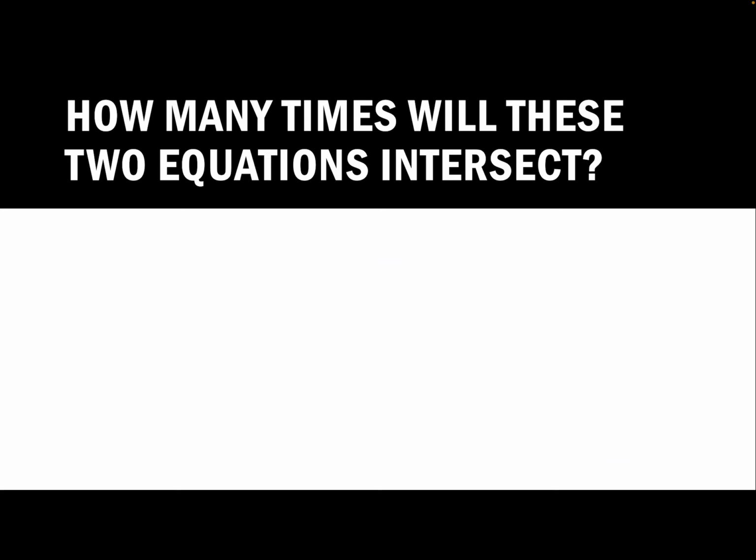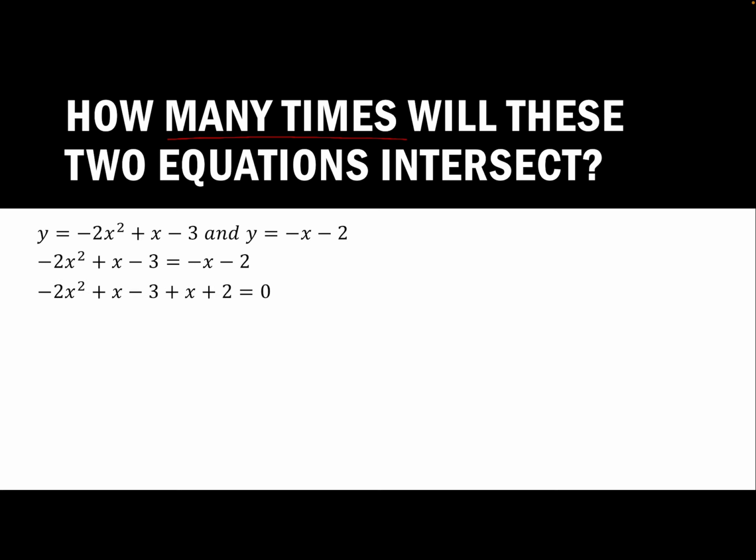So how many times will these two equations intersect? So we're not talking about the ones we just did, we're talking about these new ones. So the quadratic equation, negative 2x squared plus x minus 3, and y equals negative x minus 2. So to find how many times it will intersect, we're not actually looking for the points of intersection, we just want to know how many times they intersect. So we follow a similar process. We first equate them, and then bring everything over to one side, and then collect like terms.